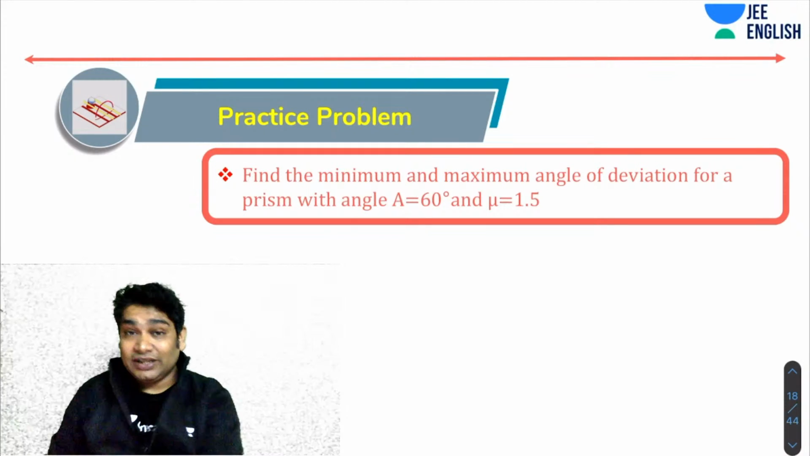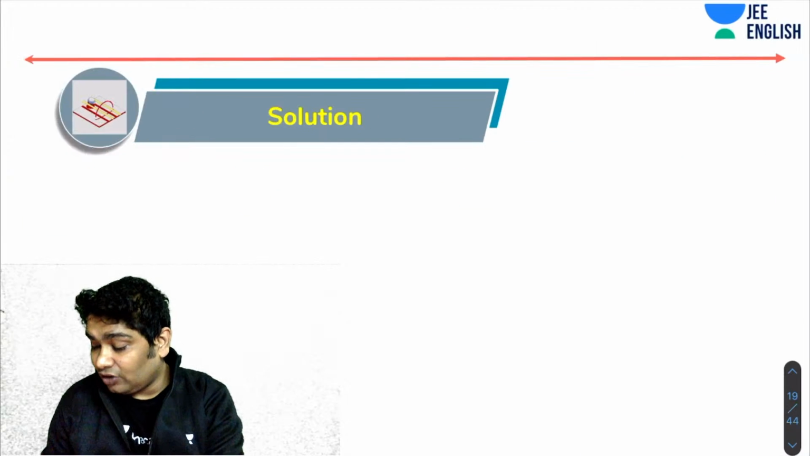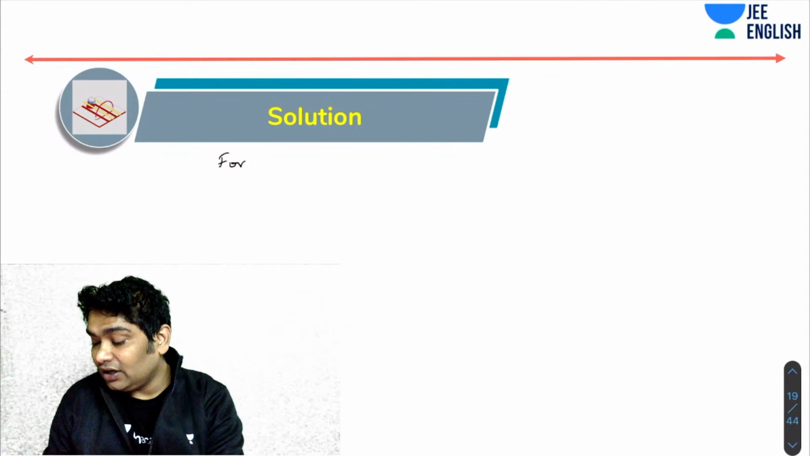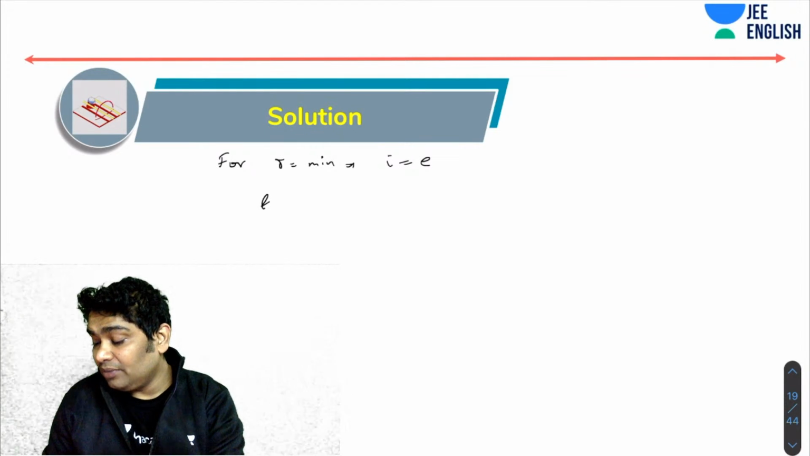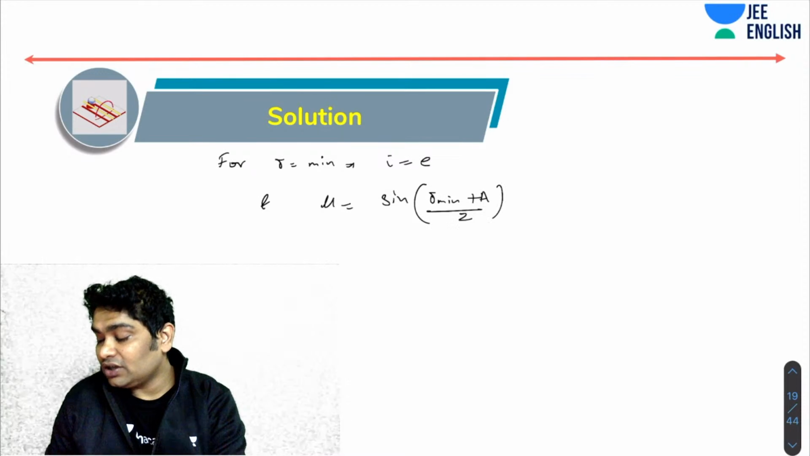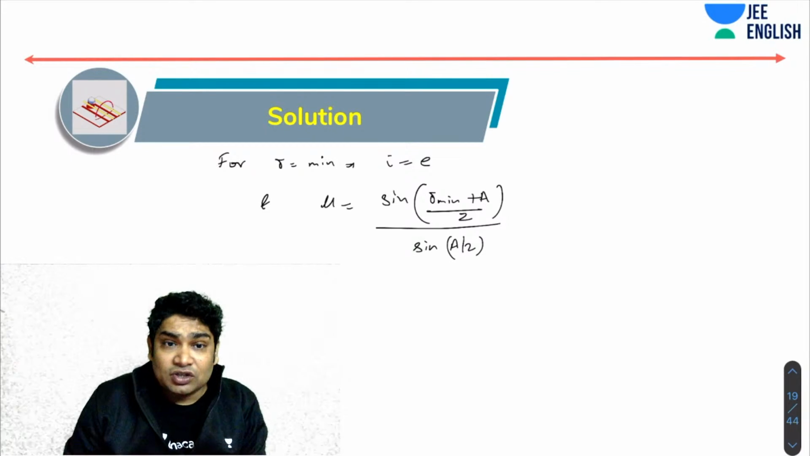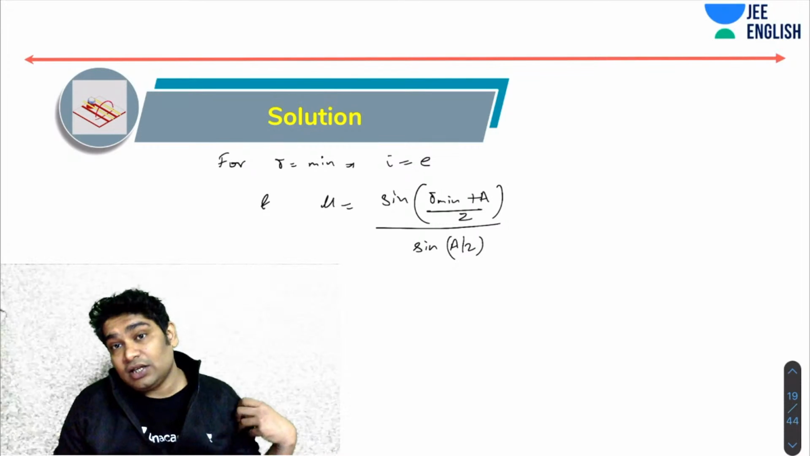Let's see how you would have gone about this one. So you've been told to find the minimum angle of deviation. So I can say for delta equals minimum, I know the condition I equals E. And I know mu is equal to sine of delta min plus A by 2 over sine of A by 2. Again, this is one of the most important equations for prisms. So do remember this one because a lot of questions from prisms are asked from this equation.